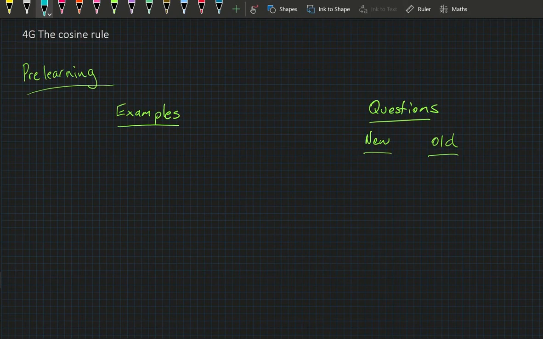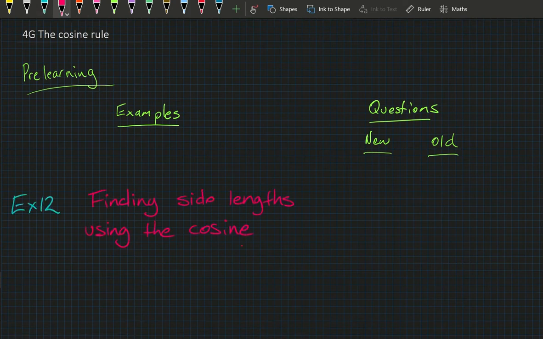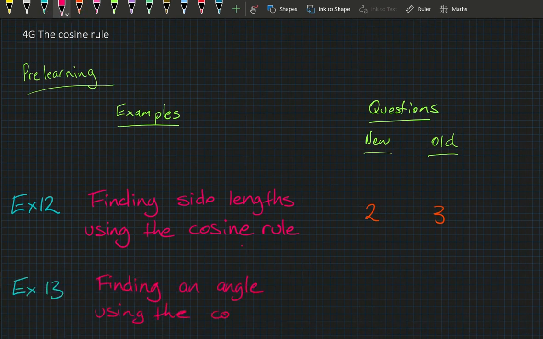Hi class, welcome to exercise 4G, the cosine rule, where we continue with our extra complications of trig. Your examples and pre-learning today are example 12, finding side lengths using the cosine rule. For this example, your pre-learning is question 2 in the new book and question 3 in the old book. And then we'll do example 13, which is finding an angle using the cosine rule. Your pre-learning for this example is question 3 in the new book and question 4 in the old book.